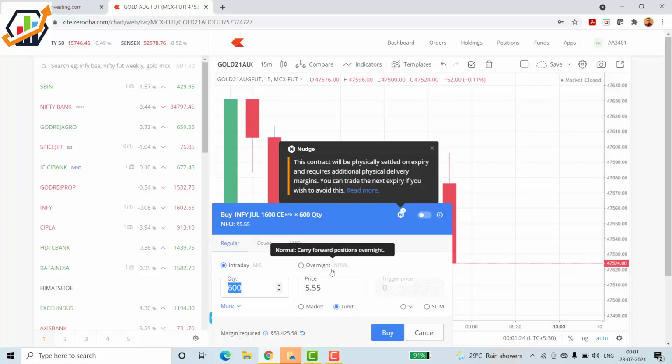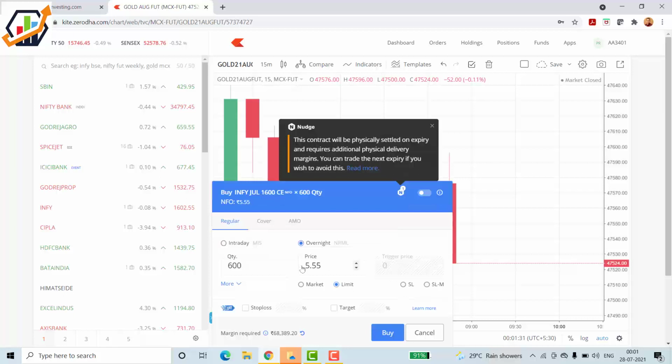For intraday options, you'll find that the margin required is little less. The same thing if you are going to keep it for overnight, then the margin required will be more. Now the lot size which is given here is 600. So by default in the Zerodha platform, the lot size would come here by default, and the last price which was there for the premium would be showing here. So depending upon whether you want to go for a market order or you want to go for a limit order, you can select the price here and execute the buy button.